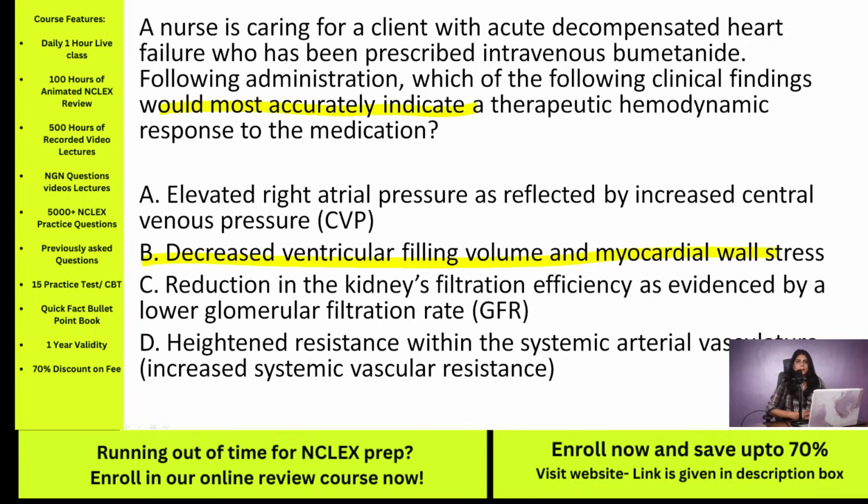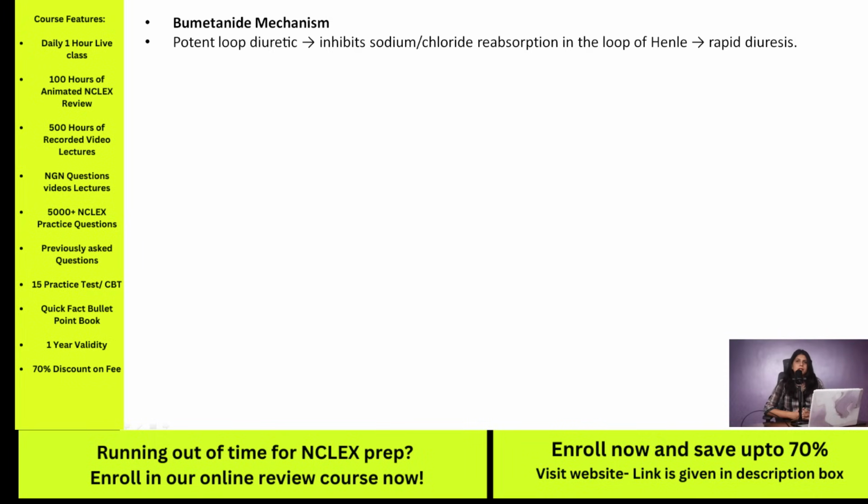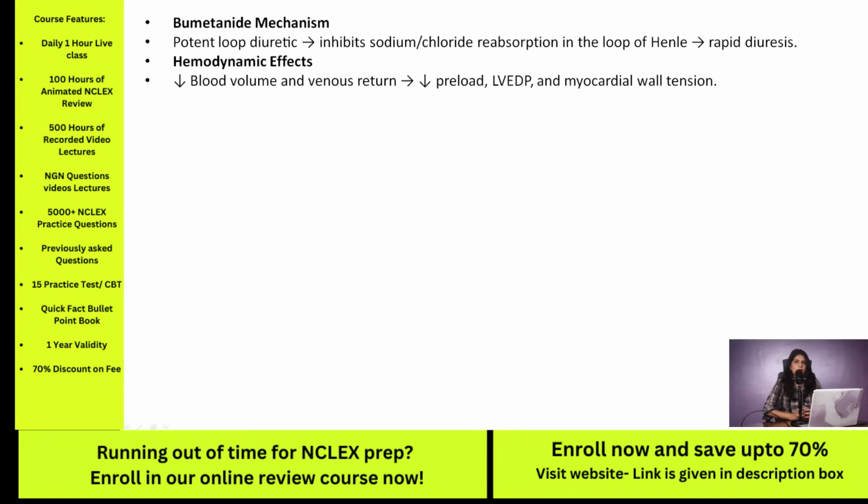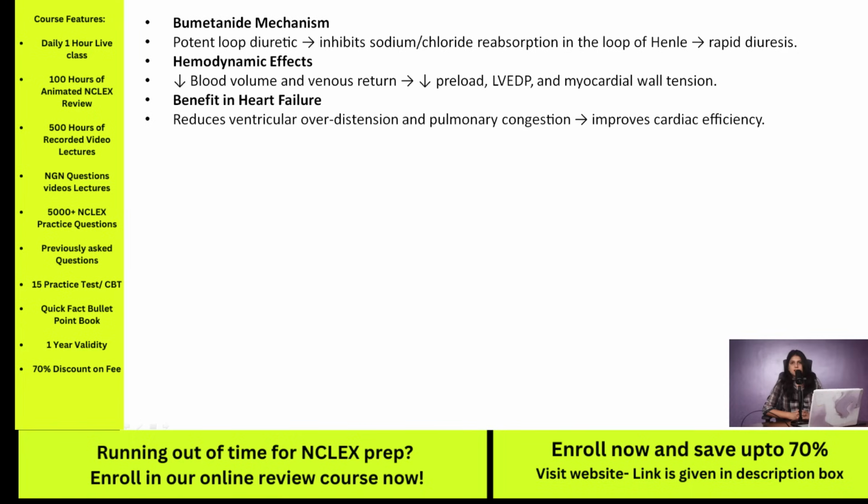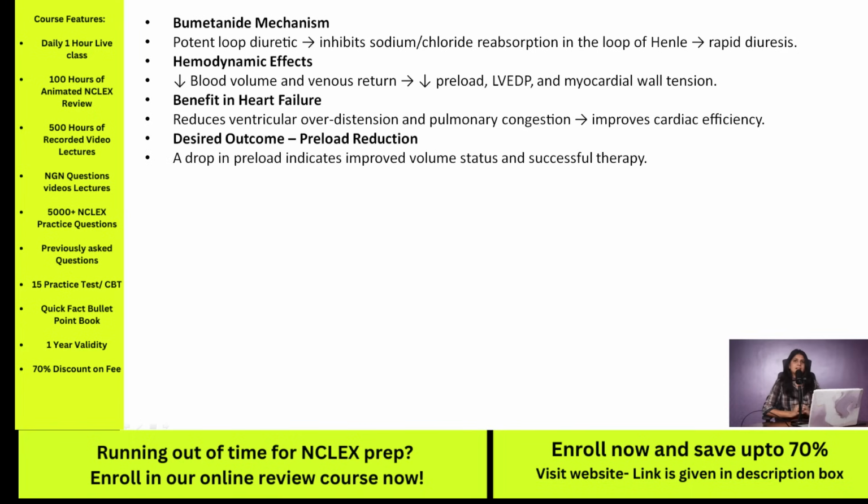Now, why is this the most appropriate clinical indicator? Bumetanide is a potent loop diuretic that rapidly removes excess fluid by acting on the thick ascending limb of the loop of Henle to block sodium and chloride reabsorption. In heart failure, this helps reduce circulating volume and venous return, meaning less volume in the heart during diastole. As a result, we see a reduction in preload and myocardial wall tension, which helps alleviate pulmonary congestion and improve overall cardiac efficiency. So when evaluating therapeutic outcomes, look for signs of volume relief, not elevated pressures or vascular resistance.